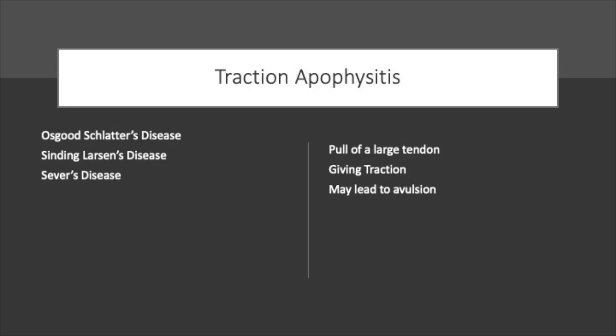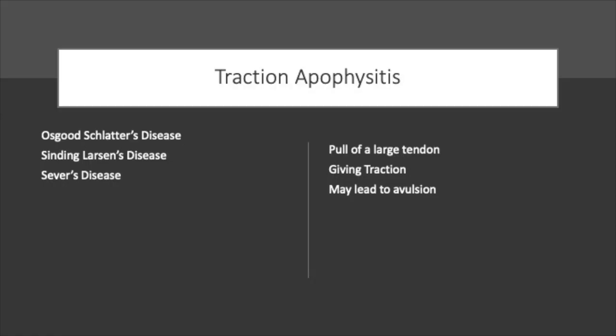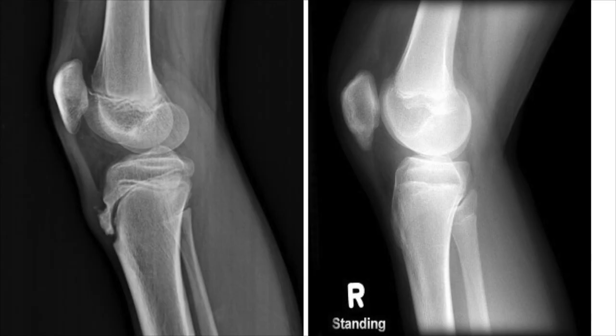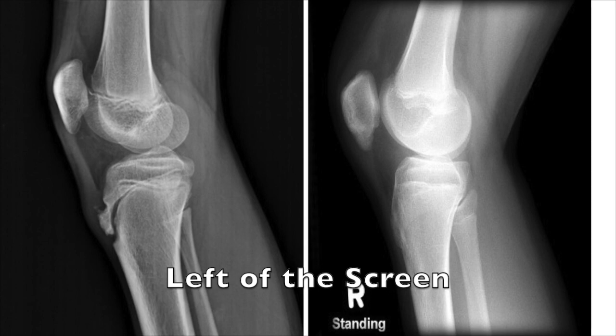And there are some names attached to them which we should know and which are commonly tested in exams as well. The 3 common ones of traction apophysitis are Osgood-Schlatter disease, Sinding-Larsen's disease, and Sever's disease. If you look at the 2 x-rays over here, you can easily point out the first one on the right of the screen as there is an avulsion fracture.